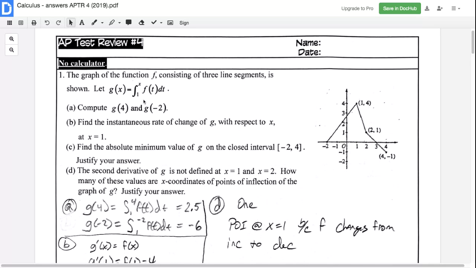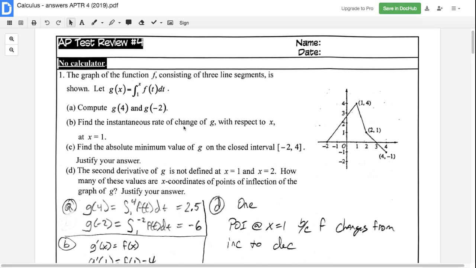Then I've got -2. So from 1 to -2, we're going backwards, which means the area signs are switched. Since my area is above, it's actually going to be negative since I'm going backwards. So this is a triangle that's 1, 2, 3 by 1, 2, 3, 4. So 4 times 3 is 12, 12 divided by 2 gives me 6. I need to make it negative. That's where we get -6.